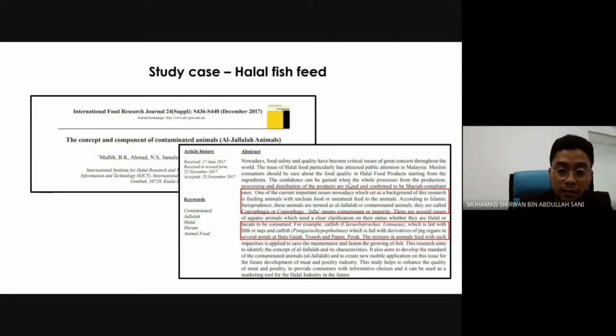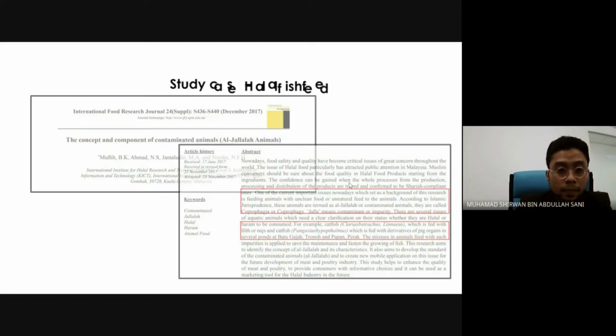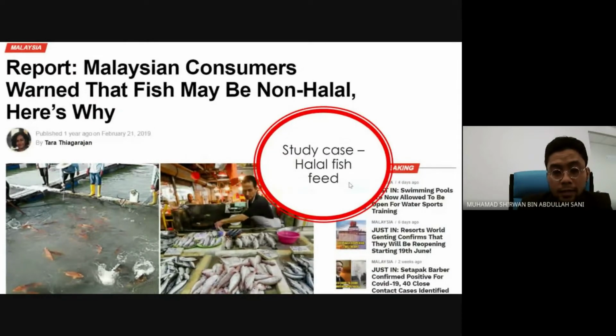And then a case study related to halal fish feed. We call it jalalah: any animal that has been given or fed bad feed, something which is filthy feed, such as sometimes chicken manure, for example, or sometimes porcine-based feed, so that it becomes a jalalah animal. There is a study from UPM where they prepared fish feed formulated together with porcine, or with lard, the oil from the porcine.